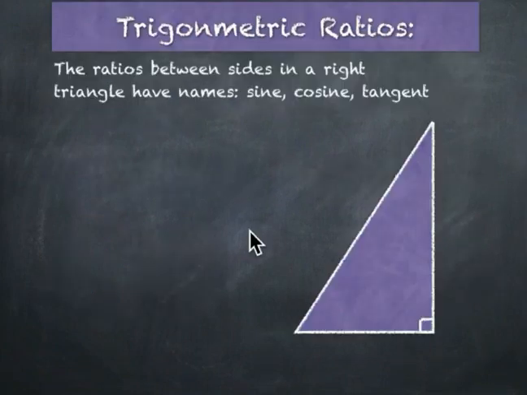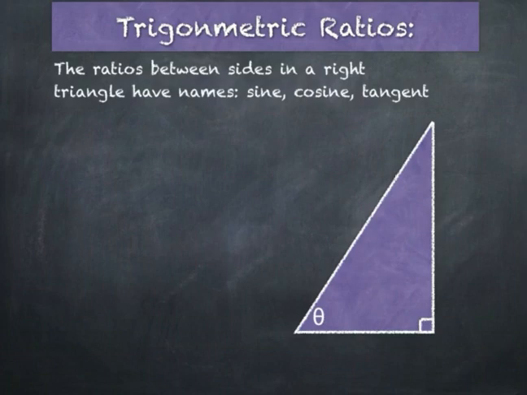Now, we really get into trigonometry once we start talking about the ratios between different sides in a triangle. And so to do that, we need to consider one angle. Often we use the letter theta to indicate an angle that we're interested in. And we give each of the different sides of the triangle a name based on that angle choice.